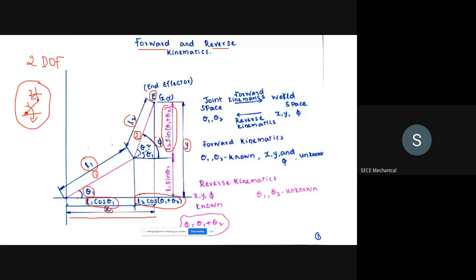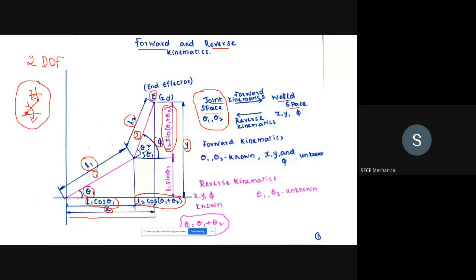Now I am going to tell what is meant by forward and reverse kinematics. I have the joint space and the world space. These are the 2 terms I am going to introduce now. What is meant by joint space? It is our basic origin.